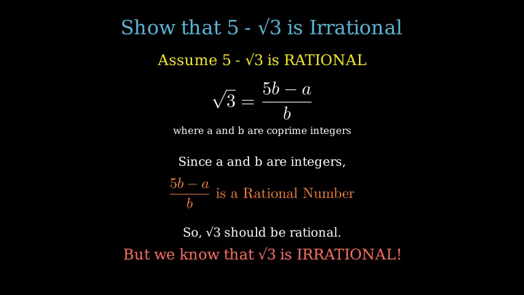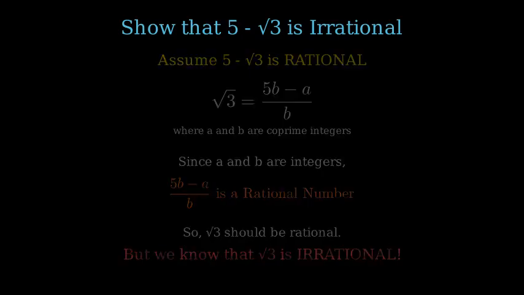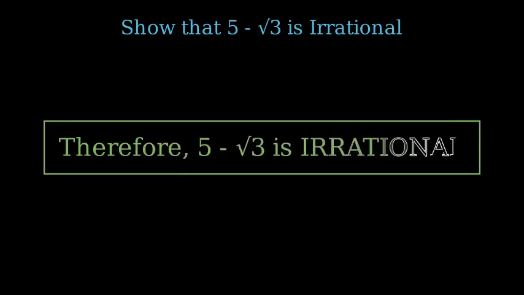The right-hand side is rational, because 5, a, and b are all integers. This would mean root 3 is rational. But we have already proved that the square root of 3 is irrational. This is a contradiction. Therefore, our assumption was wrong. 5 minus the square root of 3 is irrational.